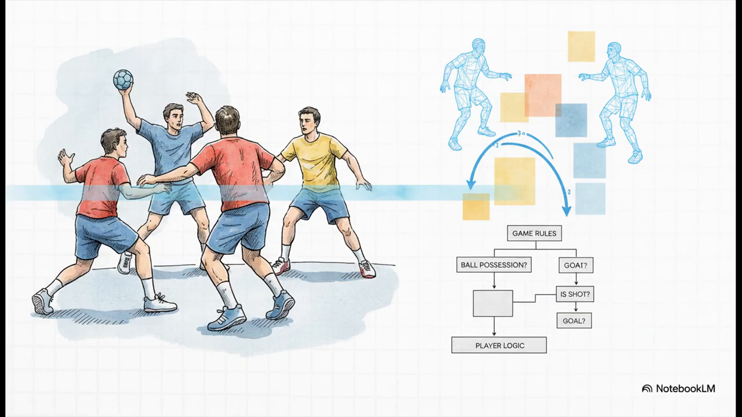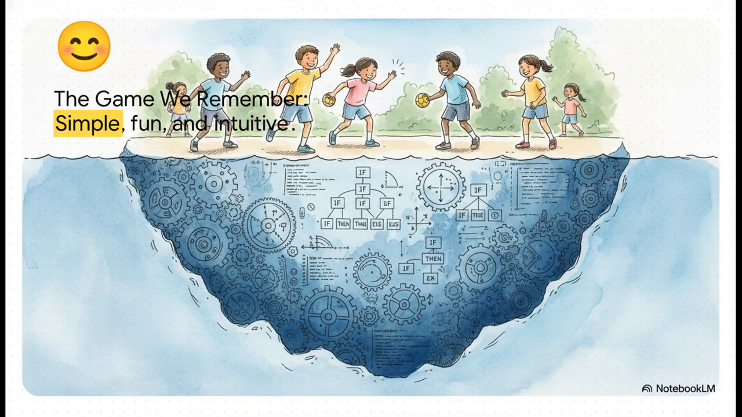But this is the big takeaway, for me at least. The act of teaching this game to a computer forced the developers to completely pull it apart. They had to define every single thing that we just do without thinking. This slide just sums it up perfectly. The game we remember is simple, it's fun, it's intuitive. But the game they actually had to code, it's this incredibly deep system of physics, strategy, and explicit rules that you just don't see until you're forced to write it all down.